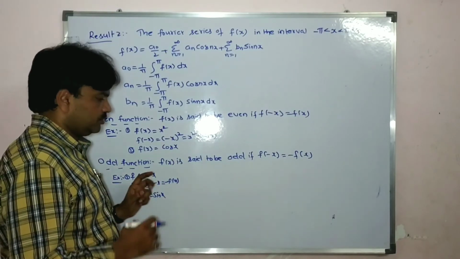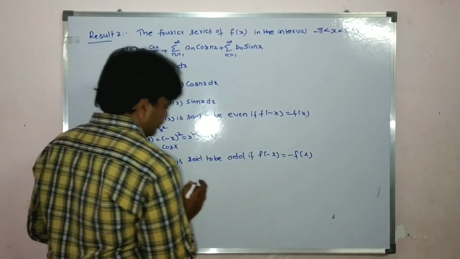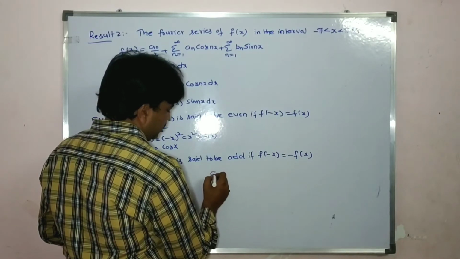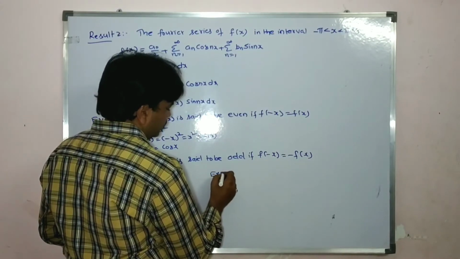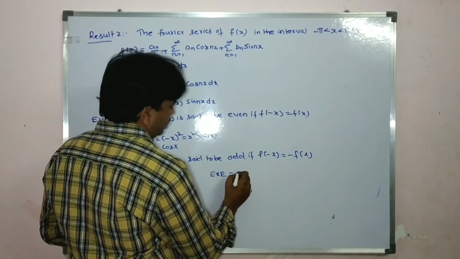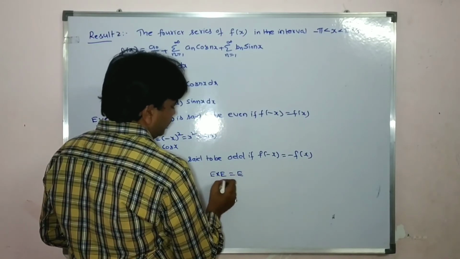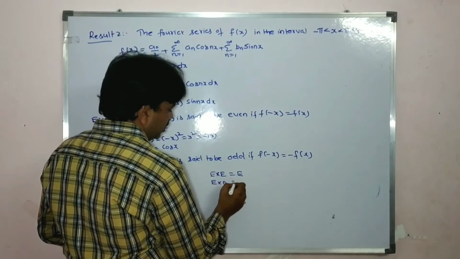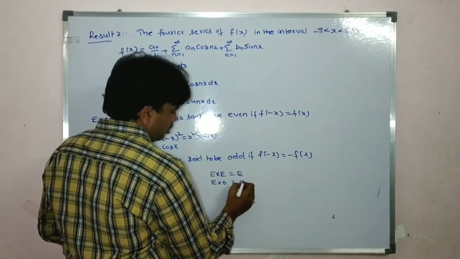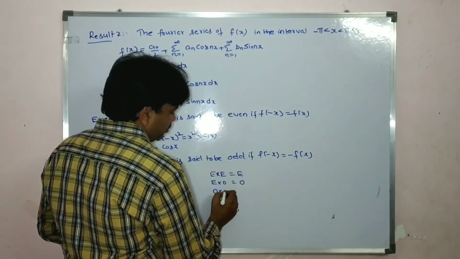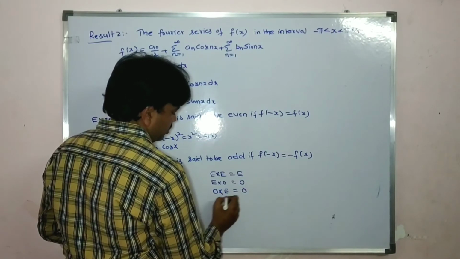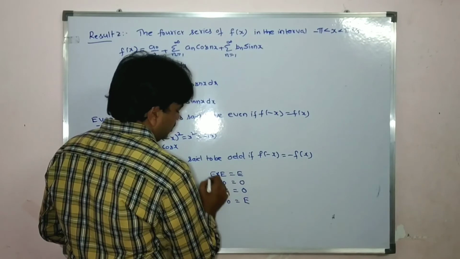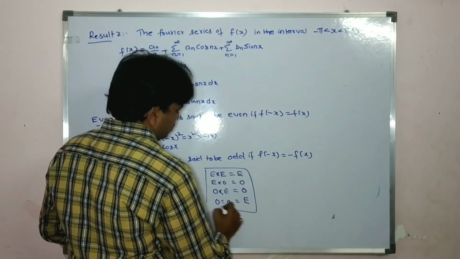Now here we have some basic definitions, students. The basic concepts: even into even, we remember this, even into even is even. Even into odd is odd. Odd into even is odd. Odd into odd is even. This is very, very important, students.